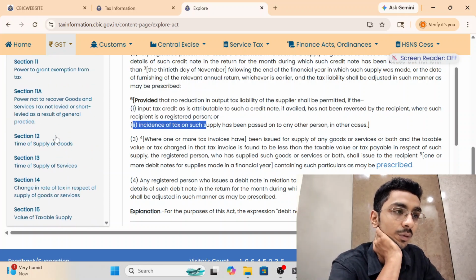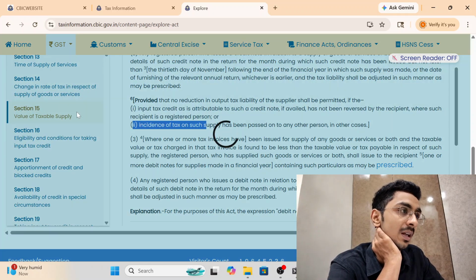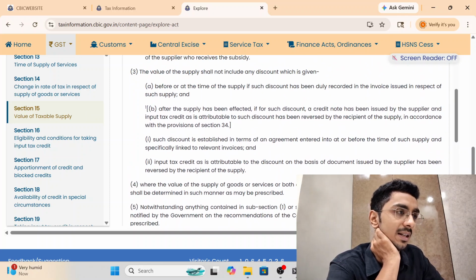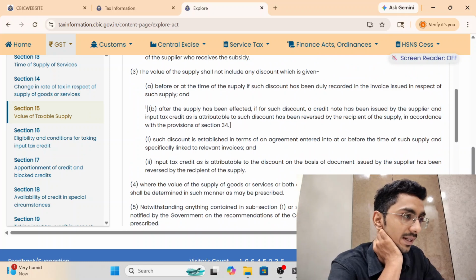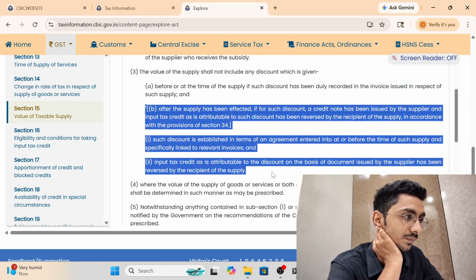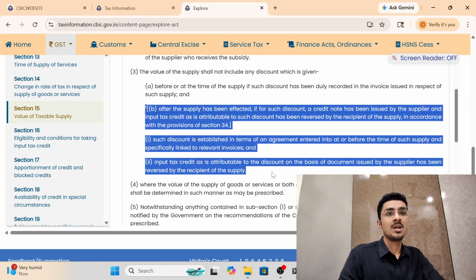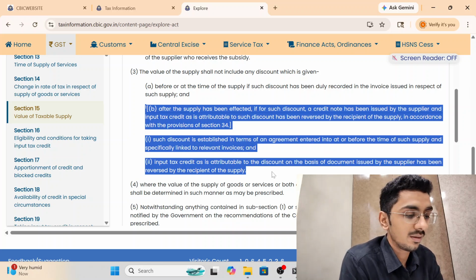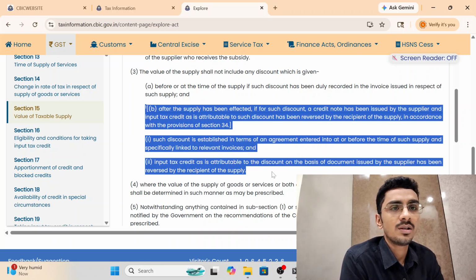Now we'll move to section number 15. Section number 15 is nothing more. There's just one condition that you immediately have to come to, which is the relevant part. Because we all know, for credit notes, if it is before or during the time of supply of the primary reason, in that case there's no such restriction.